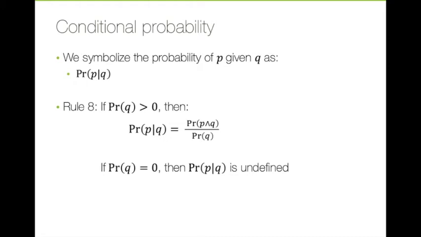The second part of our rule tells us that conditional probability isn't always defined, however. If there's no chance that the condition sentence is true, so its probability is 0, it doesn't really make sense to define the probability of P given a sentence that's impossible to be true.